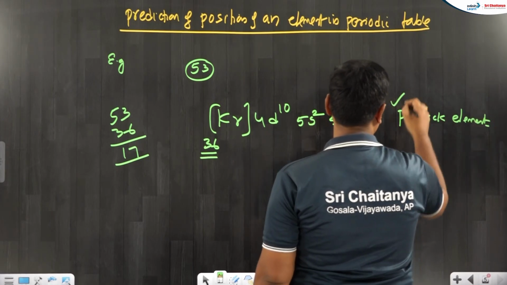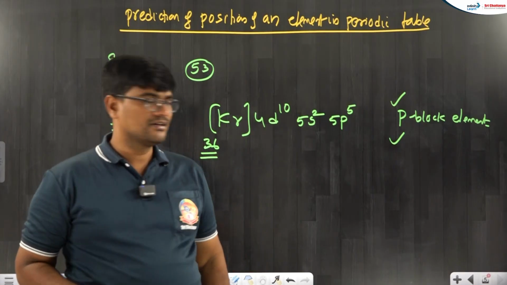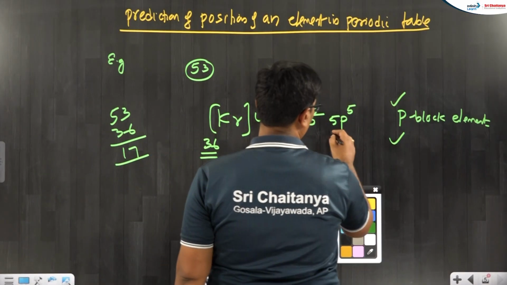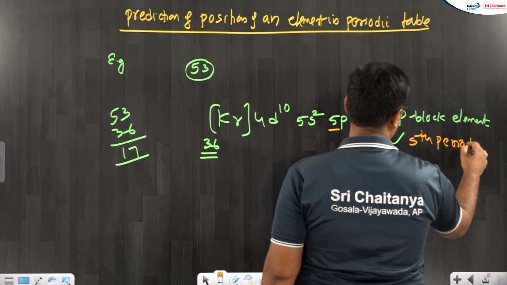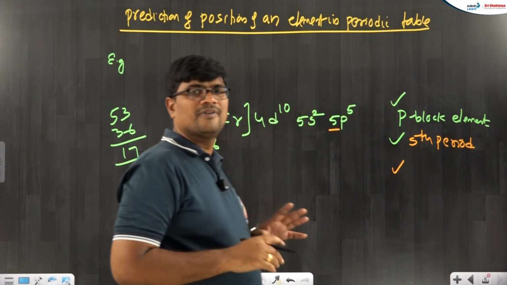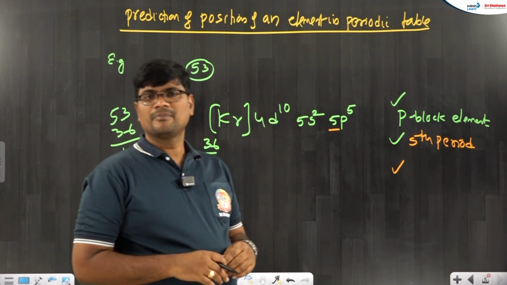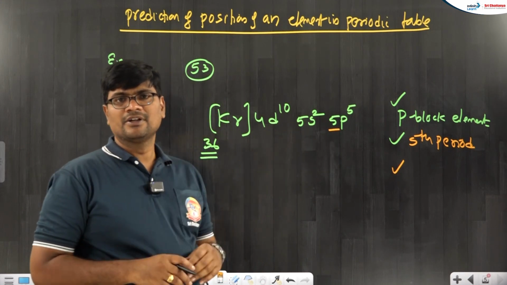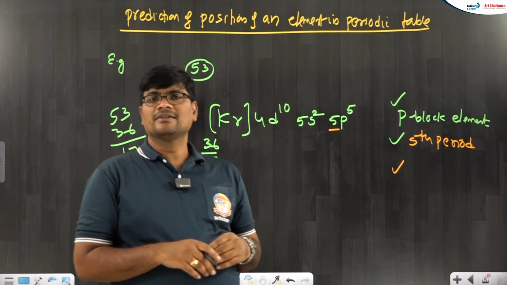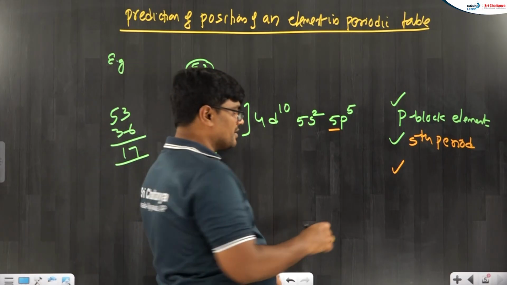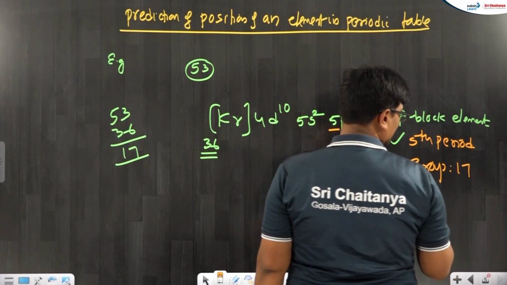That we are clear. And what is the period number? What is the valence shell? The fifth shell, the last shell is the fifth shell. Therefore it is a fifth period element. Now, it is p block and fifth period. In the p block, if the electronic configuration is s2 p5, what is the group number? 17. You can check that at the beginning in the slides I have given. So the group number is 17.